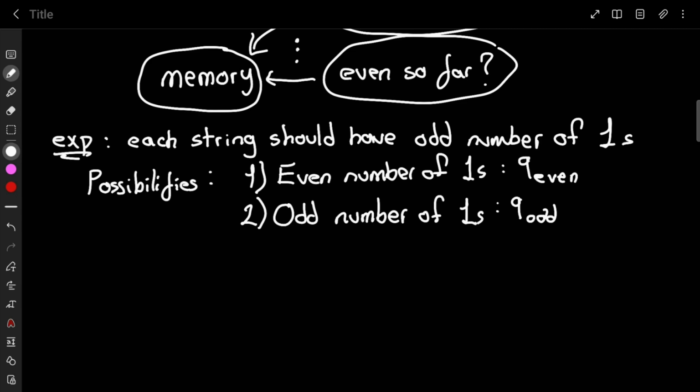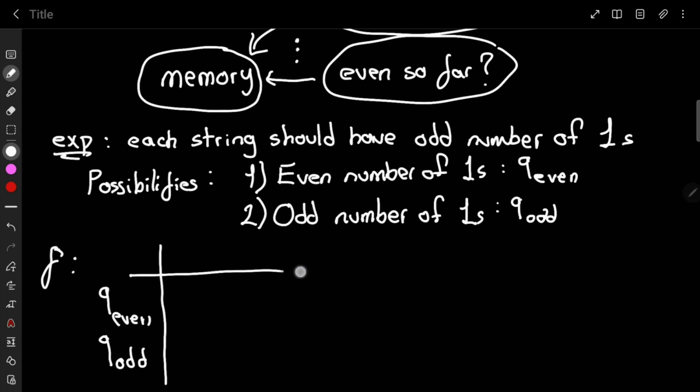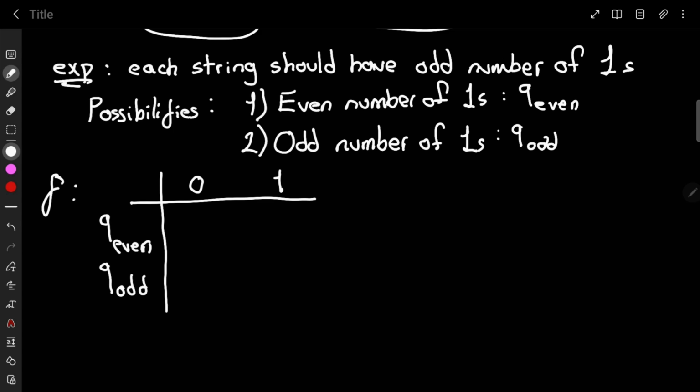In order to write transitions, my advice is that you should first write the transition diagram. Let's write a transition diagram for our example. Q even, Q odd, zero and 1. As an initial state, we will be at the state Q even because zero number of ones is also an even number.